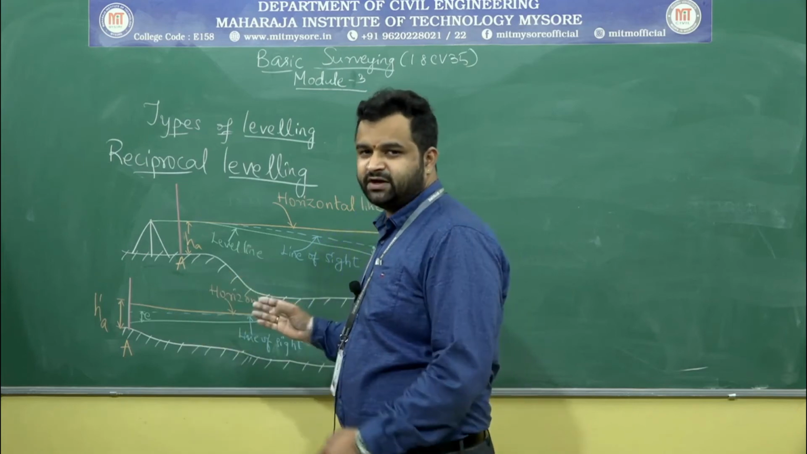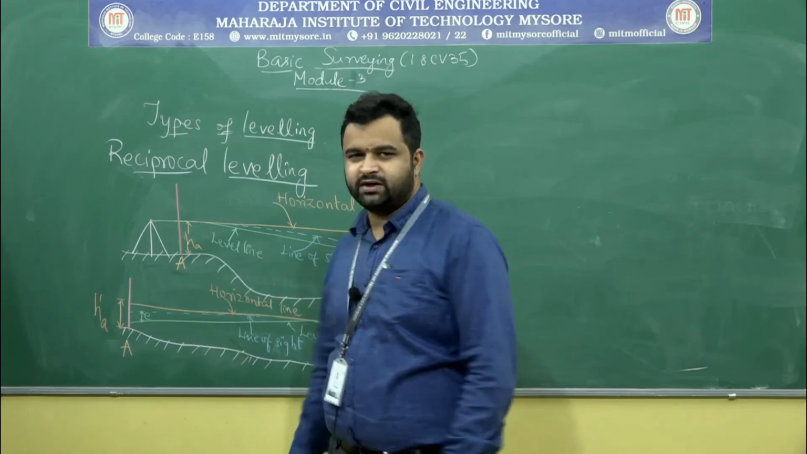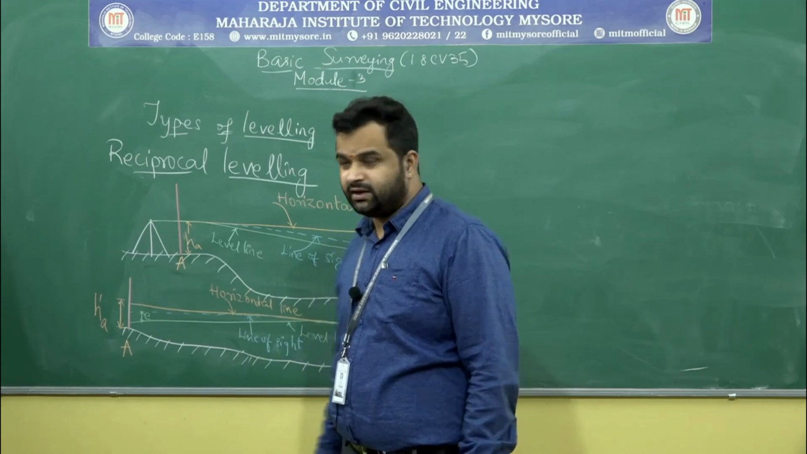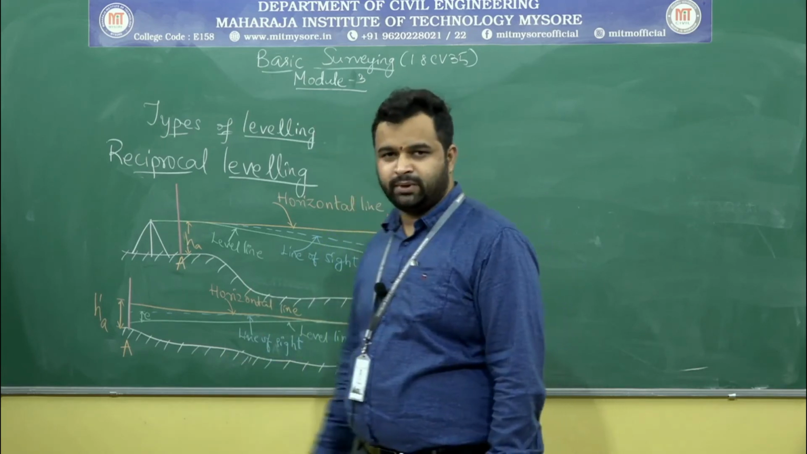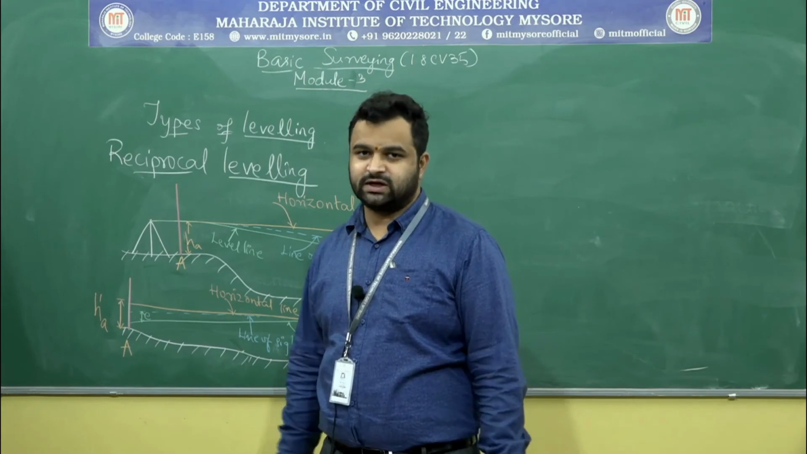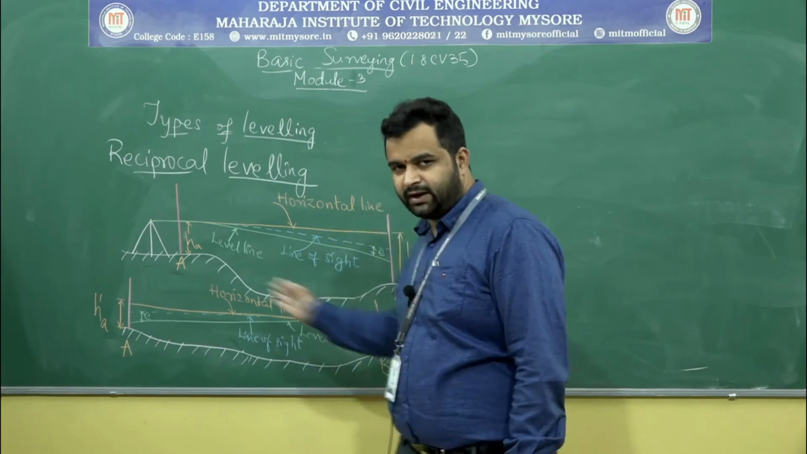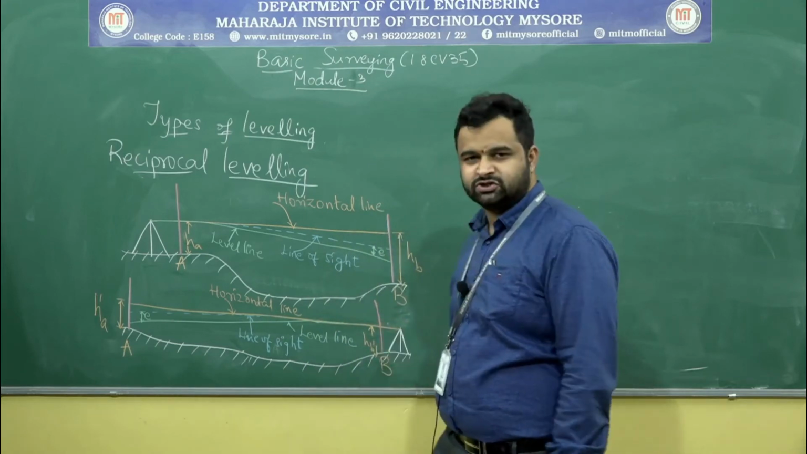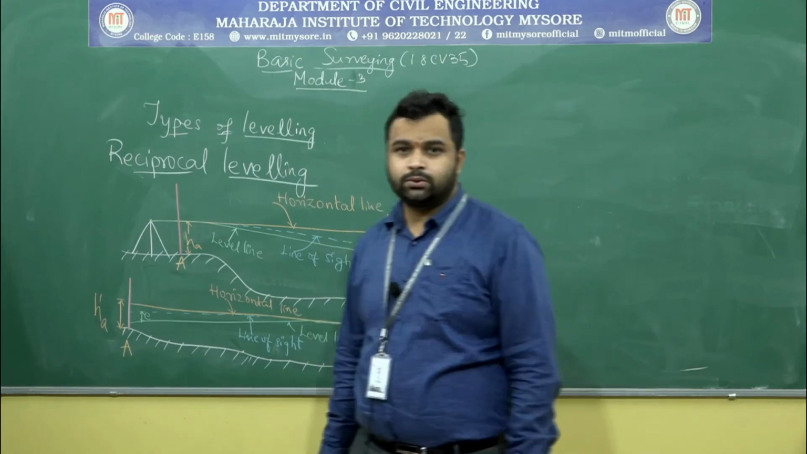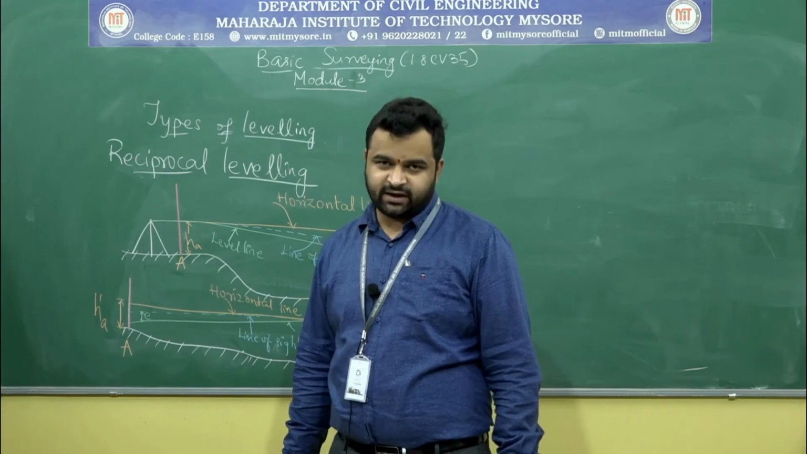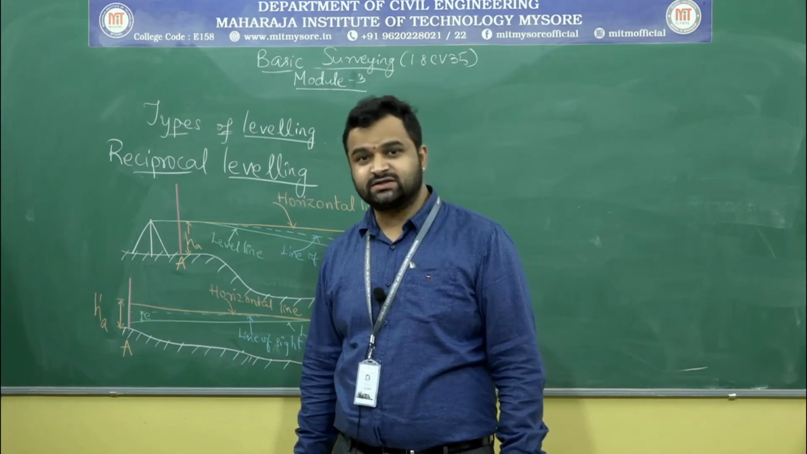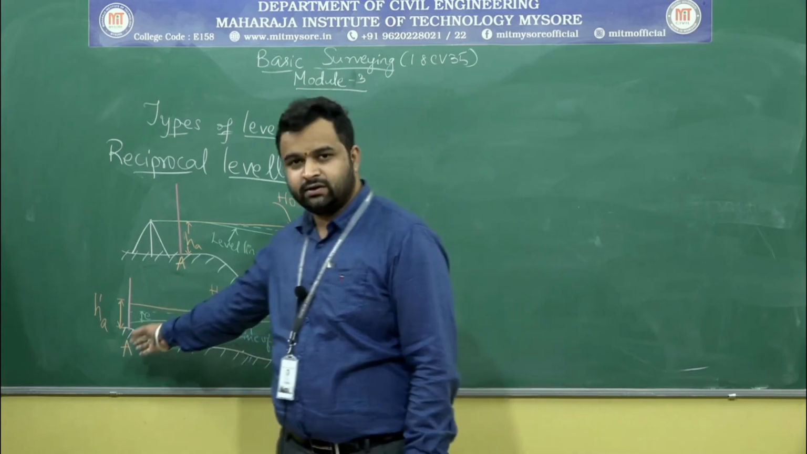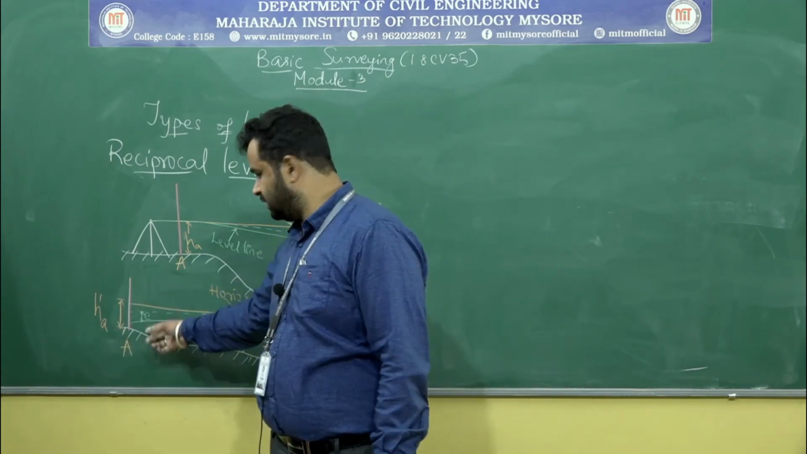Now the level is shifted from A to a point near B, that is the other bank, very near benchmark B, and the readings are taken on the staff held at B and A, as you can see in this figure. Since B is very near to the instrument, there will be no error due to these three factors in the staff reading at B, but the staff reading on A will have an error E as shown.